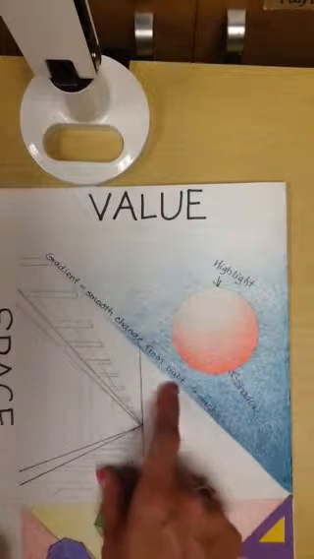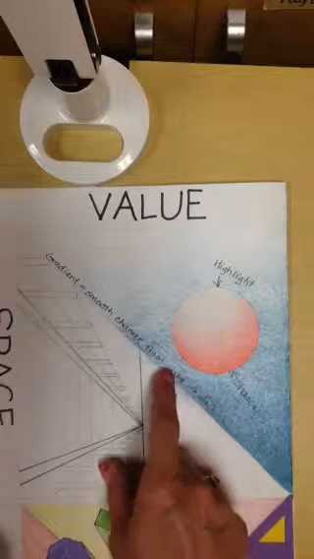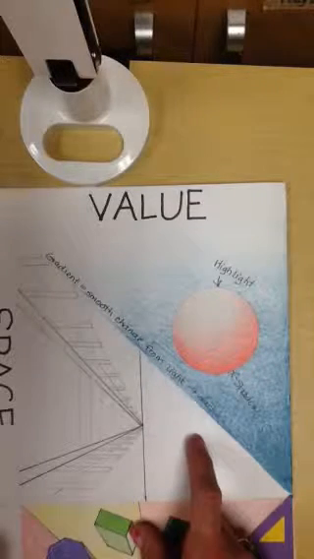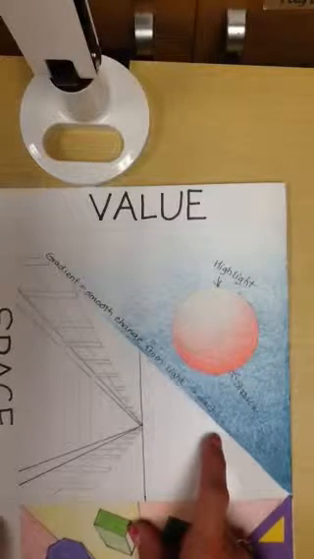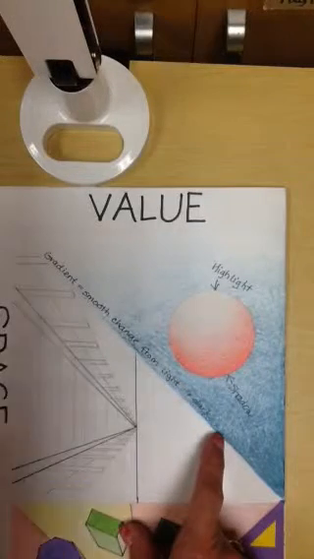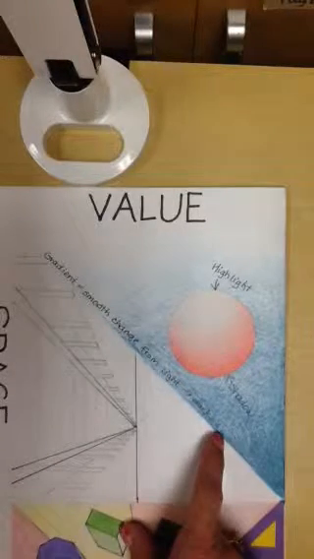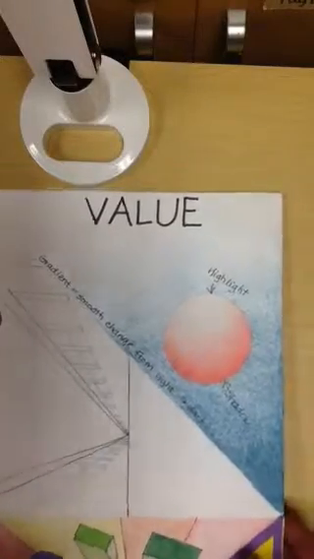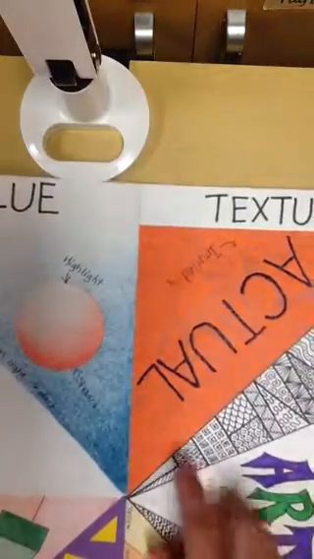You will shade darker and make shadows and highlights in areas to make an image appear three-dimensional, even though it's on a flat drawing paper or surface. Okay, so that's what value is all about. And we're going to do this section right next to our texture section on our poster.